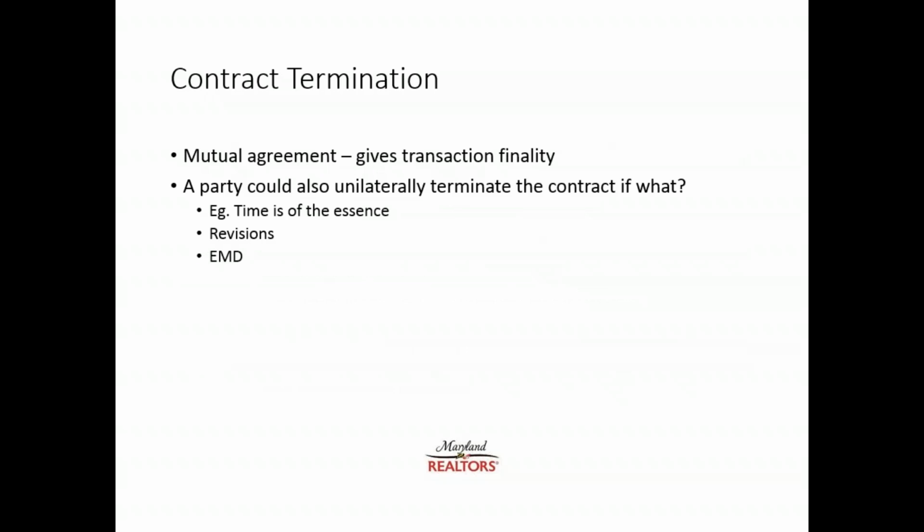Contract termination. And this is a good opportunity to talk just very briefly about the changes to the forms dealing with contract termination. So we know that there are two options generally. There's parties mutually agreeing to terminate the contract. And obviously, if you can get the parties to agree in writing to terminate the contract, that really does give it a sense of finality. There's also the ability, depending on what the contract says or what the law says, for a party to unilaterally terminate the contract. And of course, the time is of the essence provision on page 1 may play in there. There are also concerns about the earnest money deposit, so we'll talk about that in just a second.